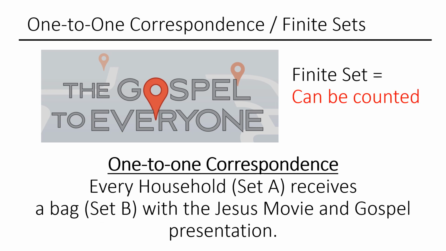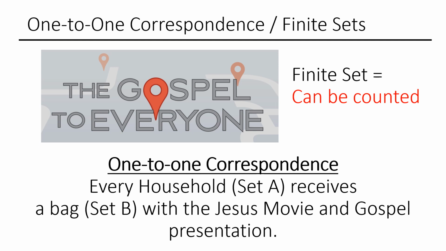This is also known as a finite set. So a finite set just means that it can be counted. We could look it up on a map and we could count them. So finite means that we can put a number to it. All right, so that's one-to-one correspondence and finite sets.